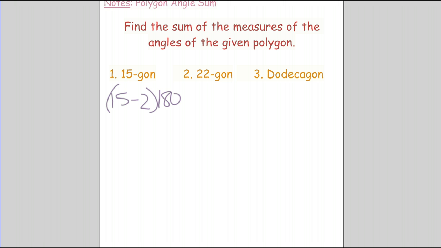I think I'm doing this wrong. I just wrote it on the board. 15 minus 2 times 3. You subtract 2, then you multiply it by 180. I want the sum of the angles of the polygon. That one's on your chart. The other ones aren't, but that one is. You don't have to ask me because it's on your chart. Can you write it for me? No. Go write it. I'm waiting.